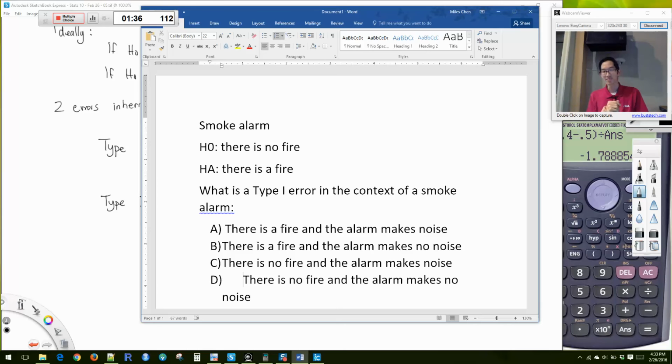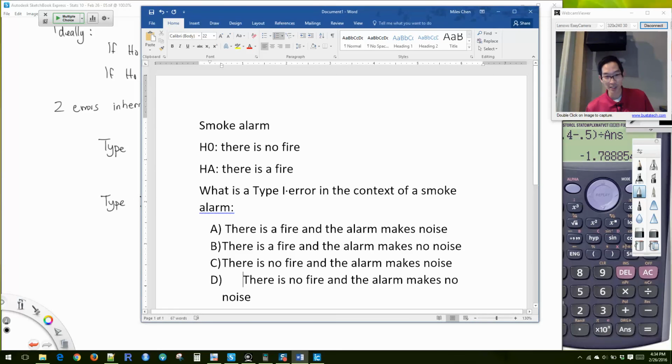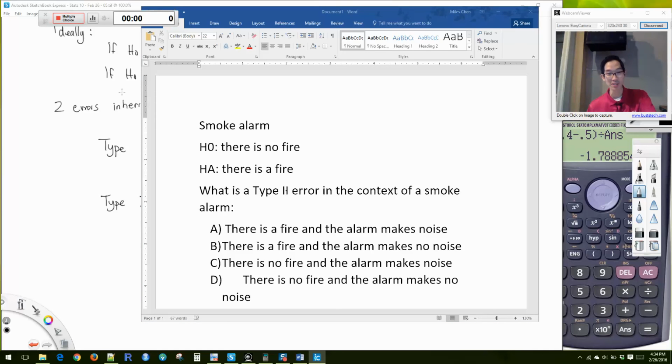So, a type 1 error, what are we doing? Okay, do we get our clicks in? Looks like we're missing some people today. Okay, so we got our clicks for type 1 error, and then we'll change this and we'll say what's a type 2 error in the context of a smoke alarm. So this will be the next question.